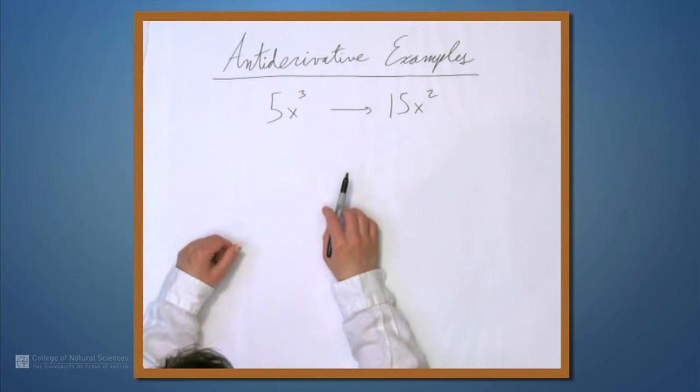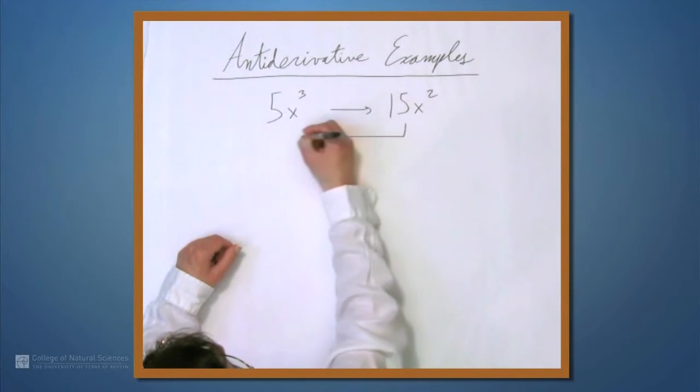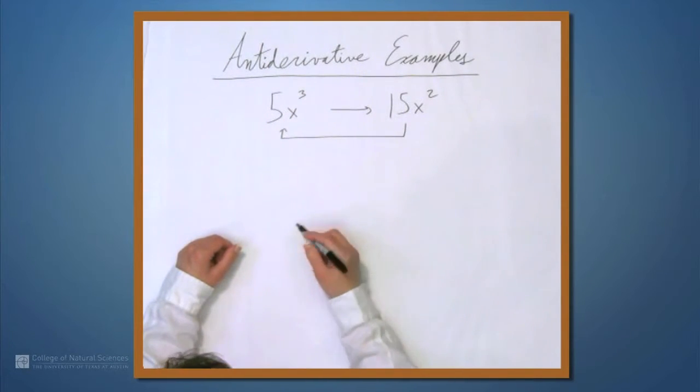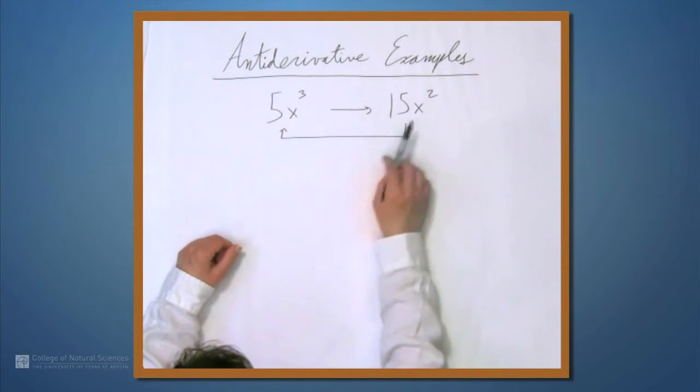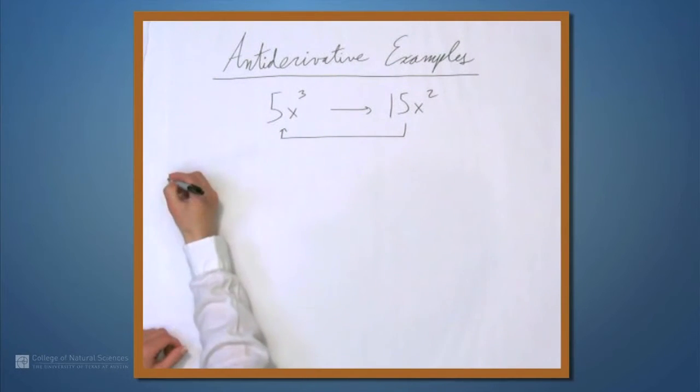But we can also go in the other direction. We can say that 5x cubed is the antiderivative of 15x squared. It's the thing whose derivative is 15x squared. So, let's do an example.